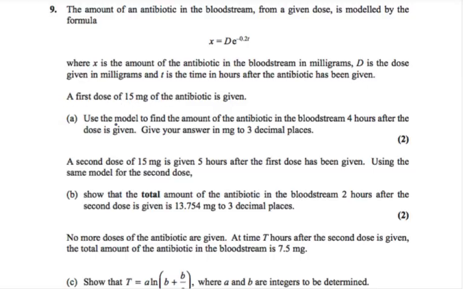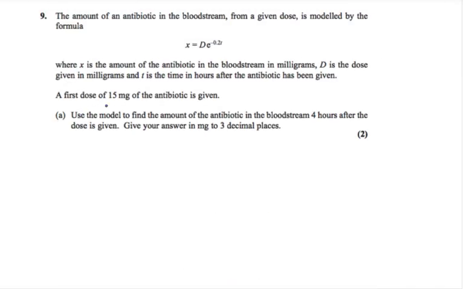Part A says, use the model to find the amount of the antibiotic in the bloodstream 4 hours after the dose is given. Give your answer in milligrams to 3 decimal places. So we're given that the dose is 15 milligrams, so this is our d, and we want to know the amount of antibiotic in the bloodstream 4 hours after the dose has been given. So this is our value of t. So all we do is substitute these values into this. So x equals 15 times e to the power of minus 0.2 times 4, which is 6.740 to 3 decimal places.